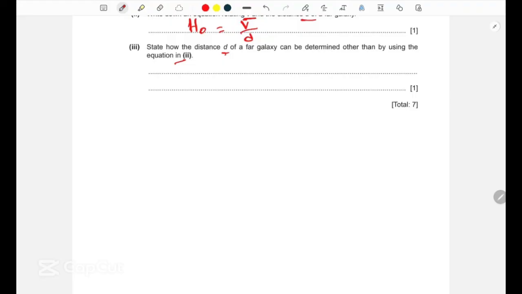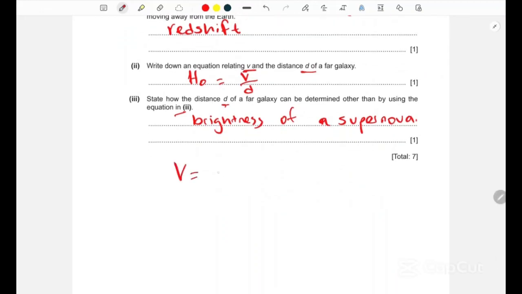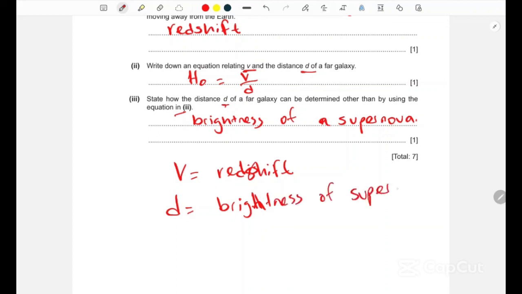So how we determine the distance of a galaxy is by the brightness of a supernova. A supernova is one part of the life cycle of a red supergiant star. So it's around the end. So a supernova is what forms after a red giant has decayed. So the v in Hubble's equation is determined by redshift, and the distance is going to be by the brightness of a supernova. So if the supernova is far away, the brightness is going to be decreasing. If the supernova is closer, that means brightness would increase too.